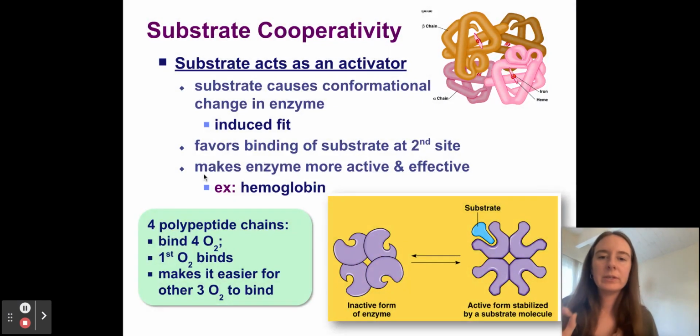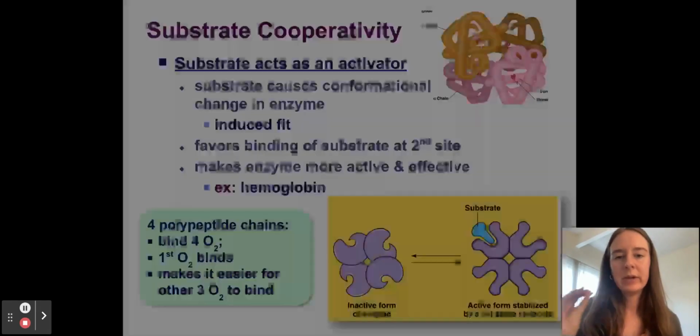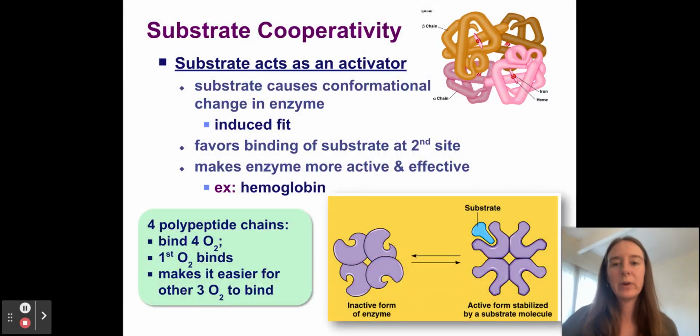Okay, now when we're talking about activators, we can also talk about something called substrate cooperativity.